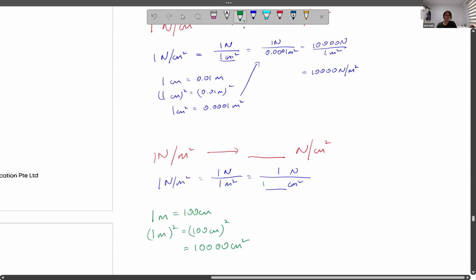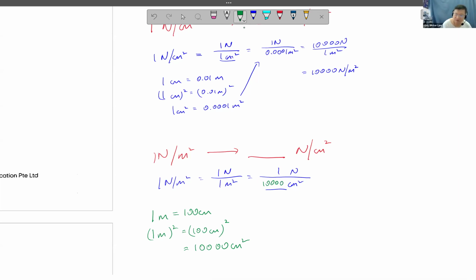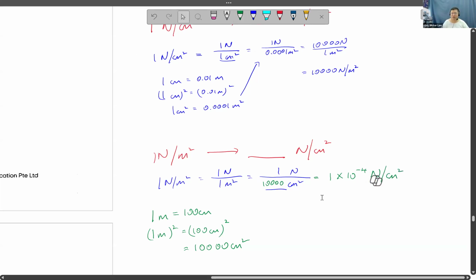So I'm going to have 10,000 here. Okay? And this is as good as 1 times 10 to the power minus 4 Newton per cm square. Or I can write 0.000 with 3 zeros. You know what I mean? Yeah. Okay?